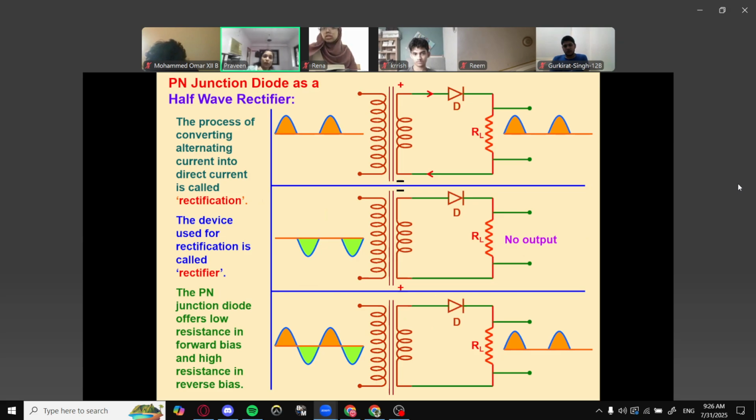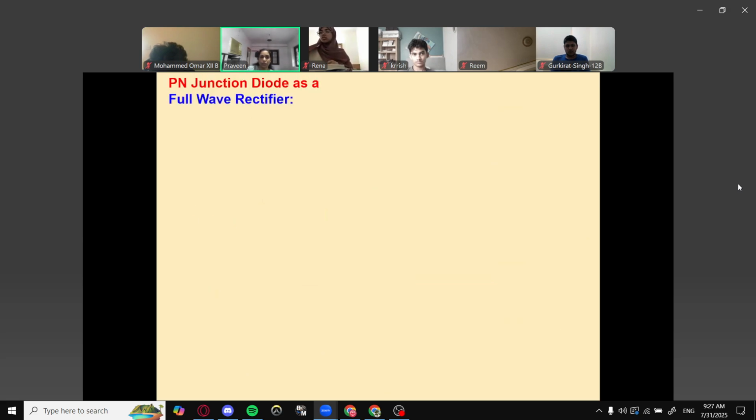A rectifier is what? Or rectification is what? You can see over there. The process of converting alternating current into direct current is called rectification. The device used for rectification is called a rectifier. The PN junction diode offers low resistance in forward bias and high resistance in reverse bias.